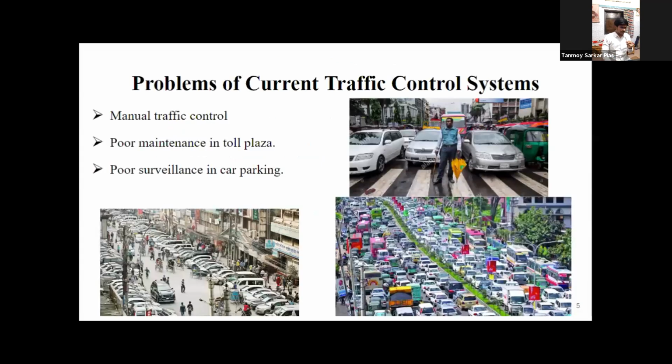If we look at the roads, there is a lot of traffic, because Dhaka is a mega city of the world, and there is a lot of traffic all the time on the road. So we need a smart solution, a smart approach, to manage this traffic. The first step to solve this traffic problem is to implement a real-time automated license plate recognition system. So we have found three major problems: manual traffic control, poor maintenance at toll plazas, and poor surveillance in car parks.